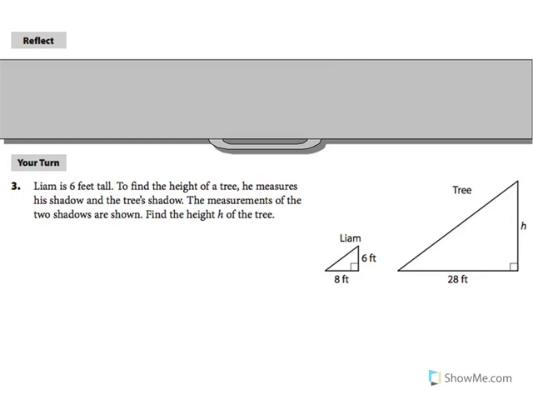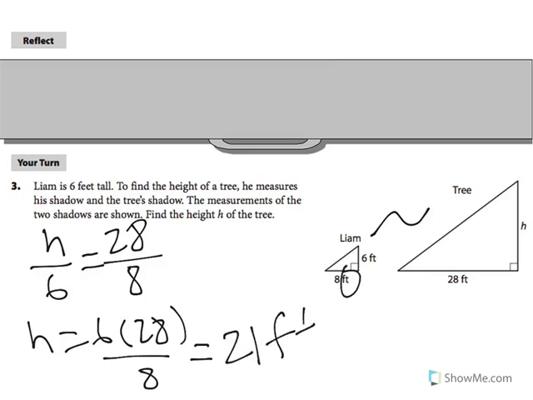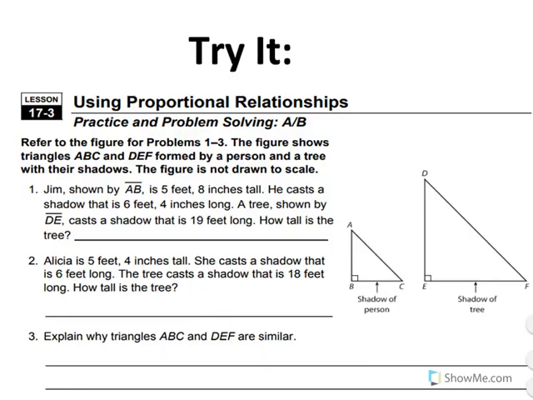Right, since the two triangles are similar, we can use proportions. We can say that the height over 6 equals 28 over 8. And so the height equals 6 times 28 divided by 8. From there, just use your calculator to work this out. So it's 21, but remember the unit of measurement is feet, so you need to include it as 21 feet. Okay, so now it's your turn to try these out.